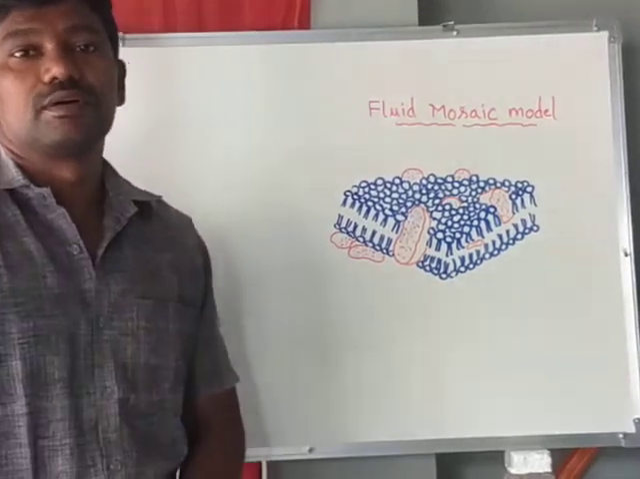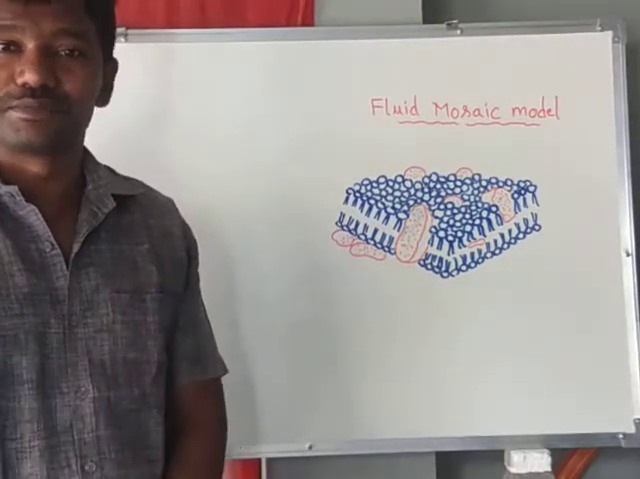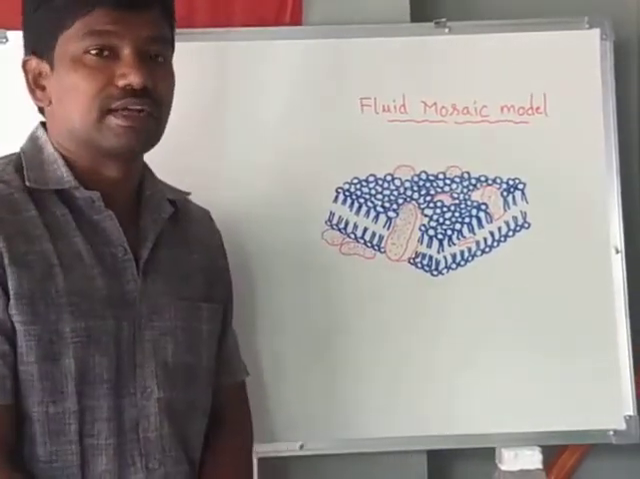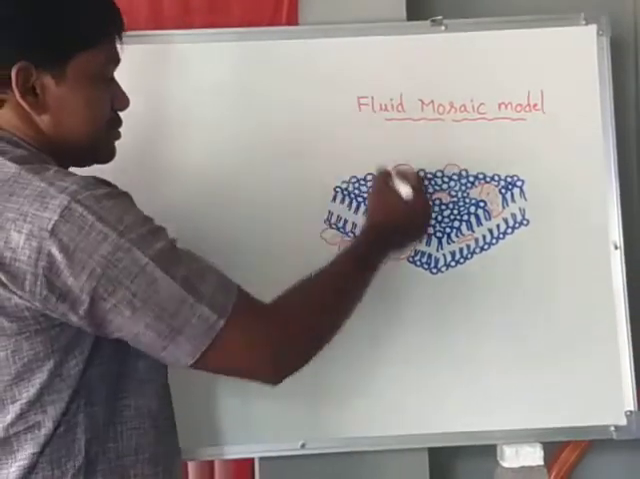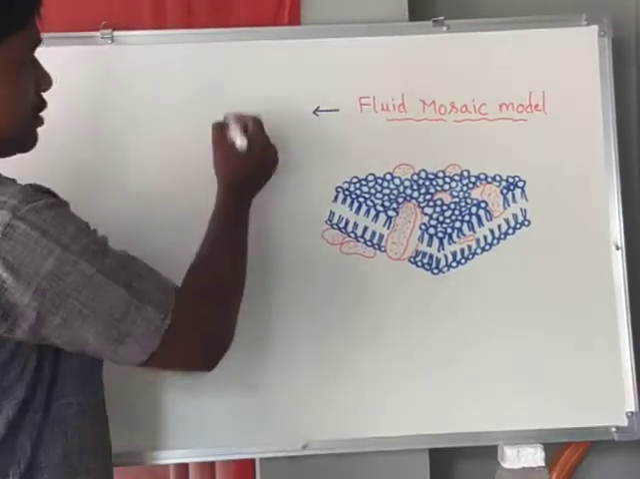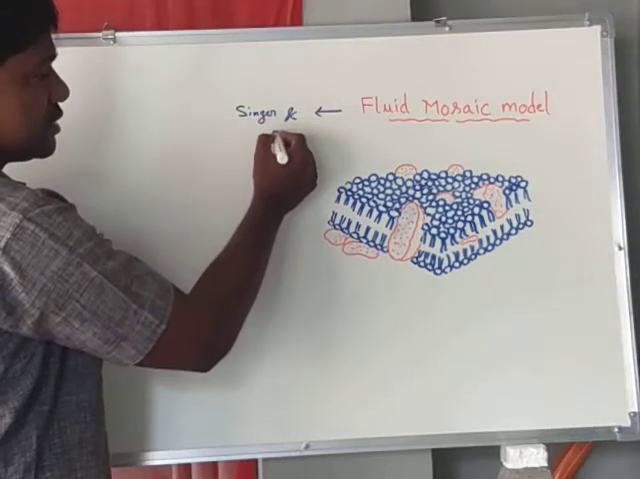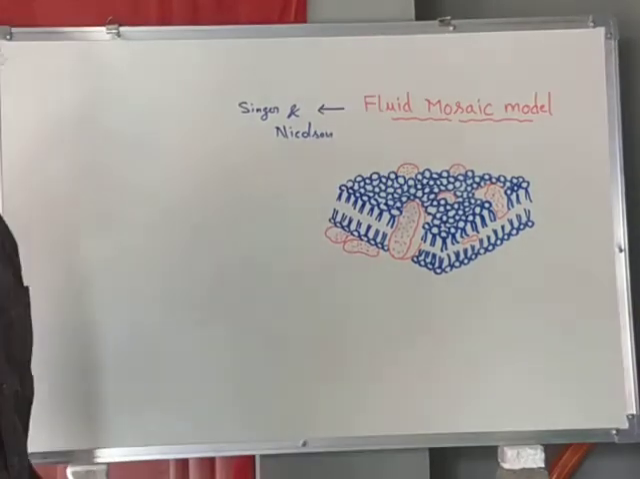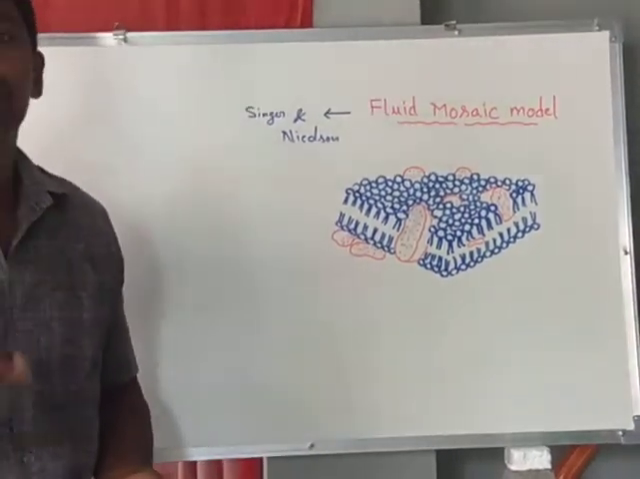This is the fourth model which describes the structure of the plasma membrane. That is the fluid mosaic model. The fluid mosaic model was proposed by Singer and Nicholson. This is the most acceptable theory at present.